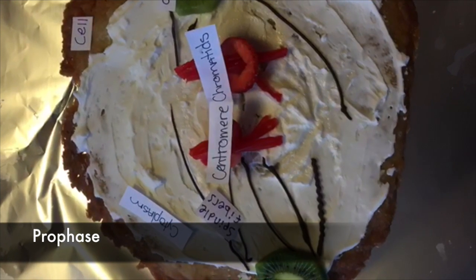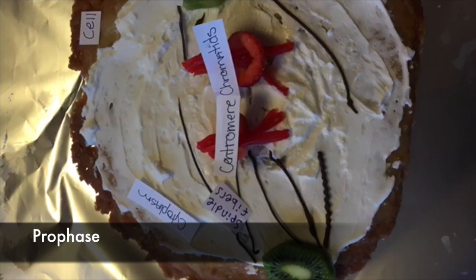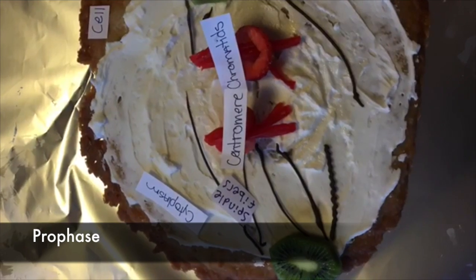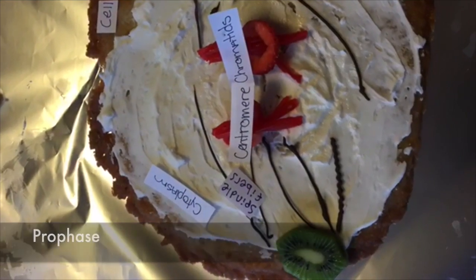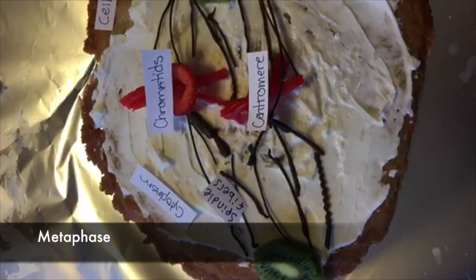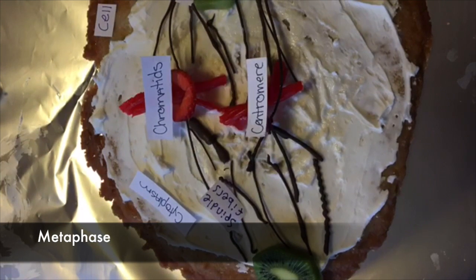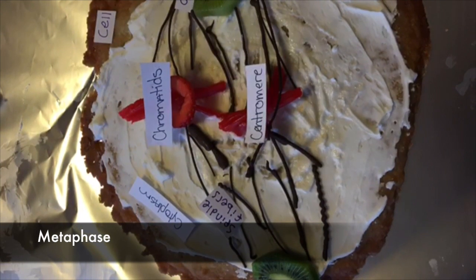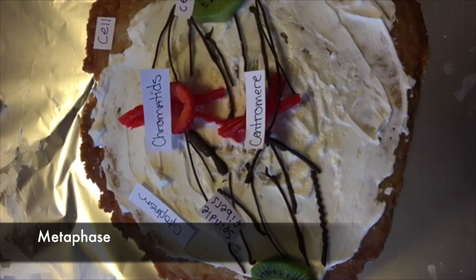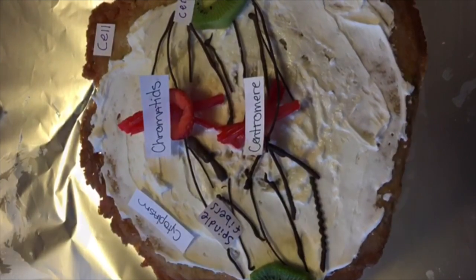The nuclear membrane disappears completely, spindle fibers begin to appear, and then chromatids are getting pushed to the equator. Now we are at metaphase. This is where the chromatids align at the center of the cell in a random order, with spindle fibers attached to the chromatids at the centromere.